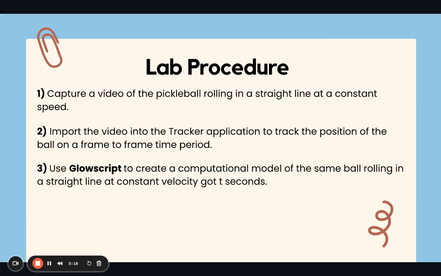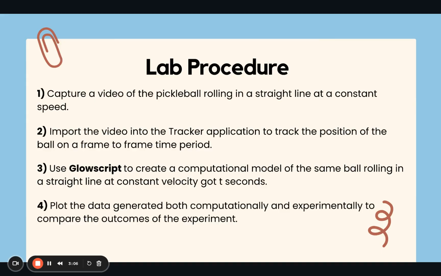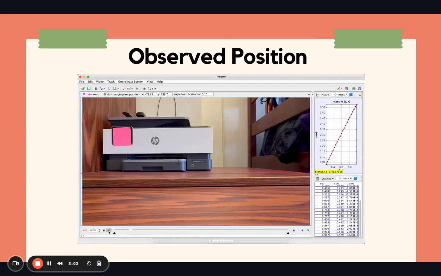Third, we used the GlowScript application to create a computational model of the same ball rolling in a straight line at a constant velocity for t seconds. Then we plotted the data of both the Tracker model and the GlowScript model to compare the outcomes of the experiment. Here is the Tracker model.